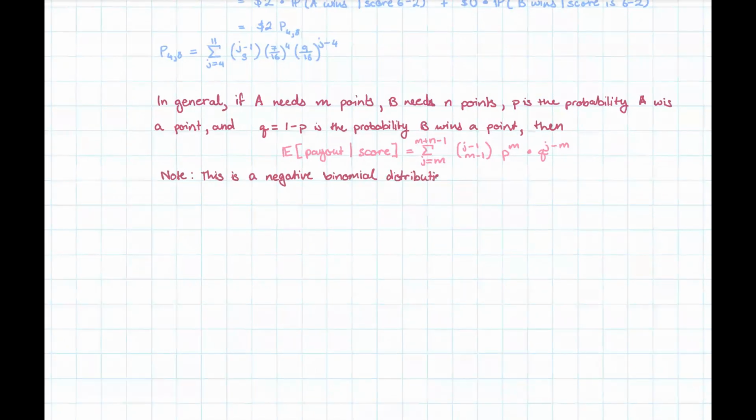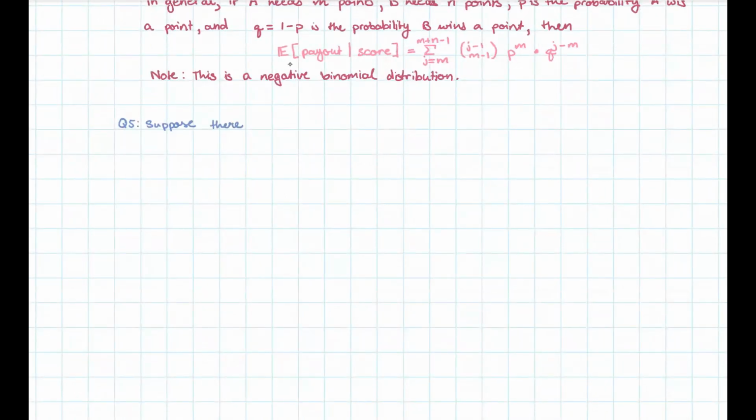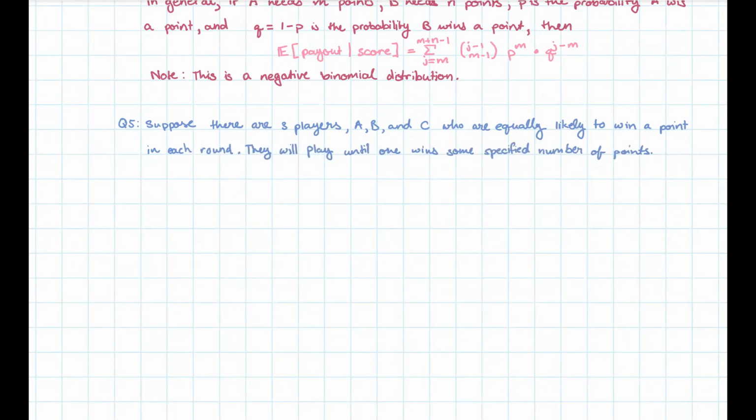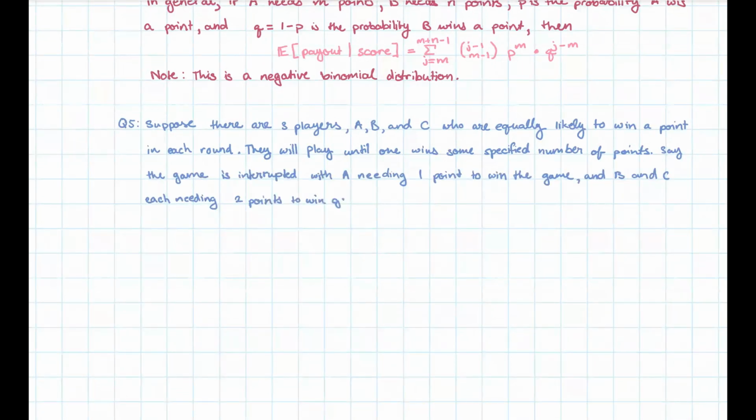This is the problem of points with 2 players. But what if we have 3 players playing the game? Let's start with an example and build to a generalization. Let's suppose there are 3 players, A, B, and C, who are equally likely to win a point in each round of the game. They agree to play until one of them wins some number of points. Say that the game is interrupted with player A needing 1 point to win the game, and players B and C each needing 2 points to win. How should the stakes be divided?